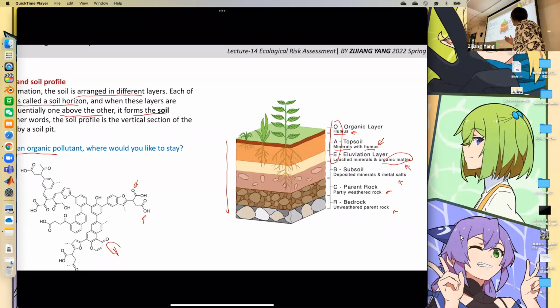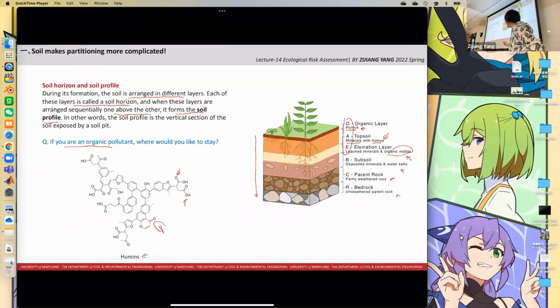So in general, in the environment, organic pollutants are usually found in the surface layers because they contain organic matter. But generally, this is bad because the animals and plants usually have some interactions with the surface soil. If the organic pollutant accumulates or stays in this surface layer, then they will be exposed to the organic pollutant.